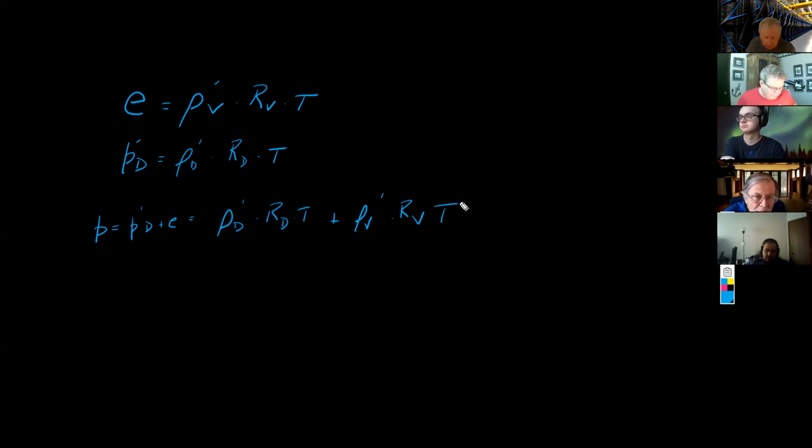And when I add them together, I get this, plus rho v partial times RV times the temperature. But what I want to solve for is the density. So I need to extract out of here the densities. So what they're doing here is look at this equation here.